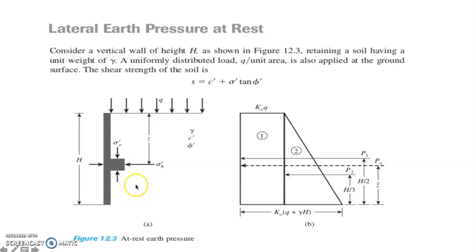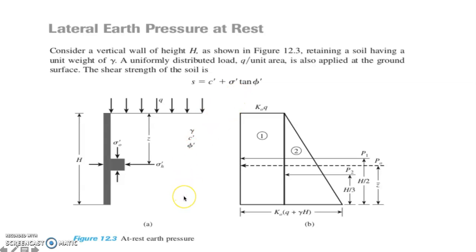So for this illustration, at the depth h, you have the different parameters. You have your surcharge identified that is being applied on this particular illustration. So how are we going to identify the lateral earth pressure for a retaining wall that is at rest? To identify, you're going to review your soil mechanics on the computation for the vertical stress.